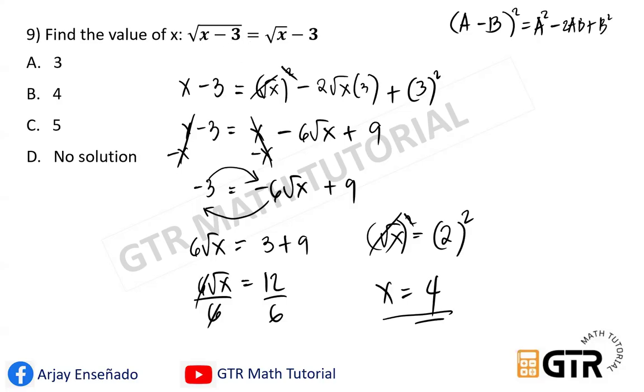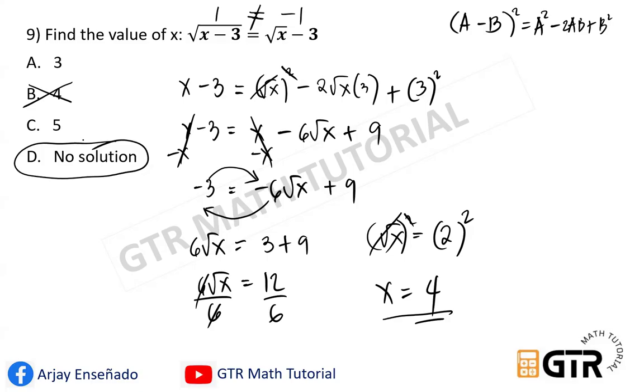So when x is equal to 4, we have square root of 4, square root of 4 minus 3 equals square root of 4 minus 3. Square root of 4, that is 2. Then square root of 4 minus 3, that is square root of 1. Square root of 1 is equal to 1. 2 minus 3 equals negative 1. So 1 is not equal to negative 1. That means 4 is not a solution. Since there is no other value of x, therefore the answer to this is letter D, no solution.